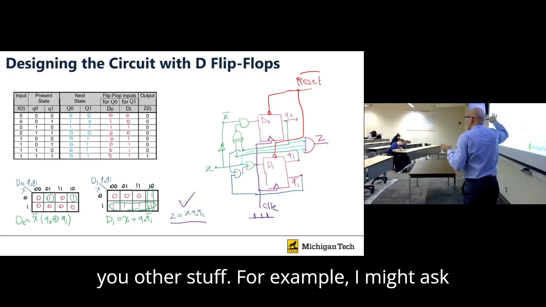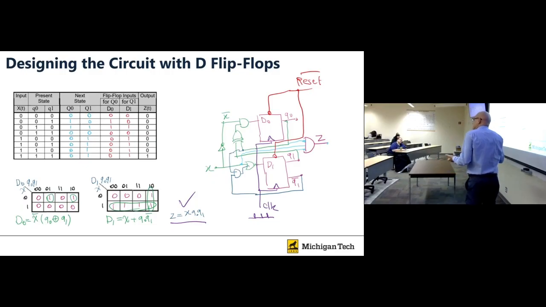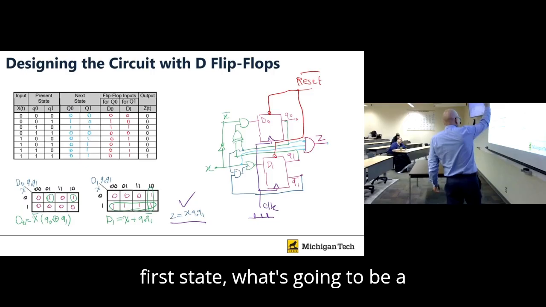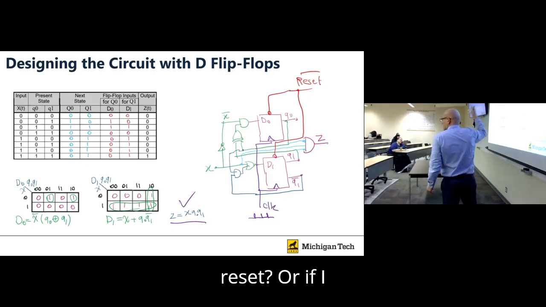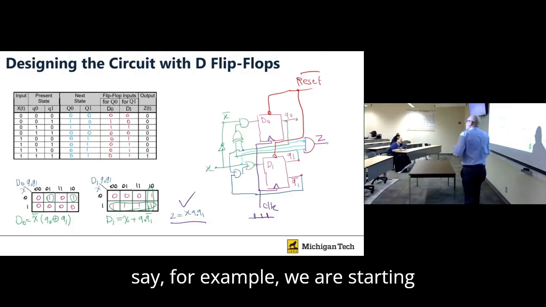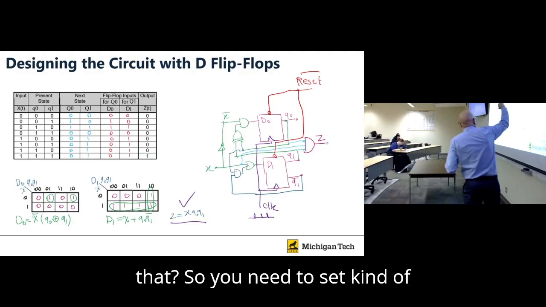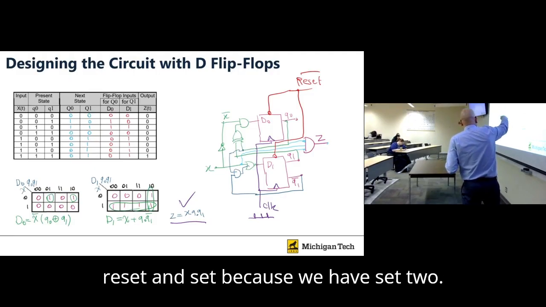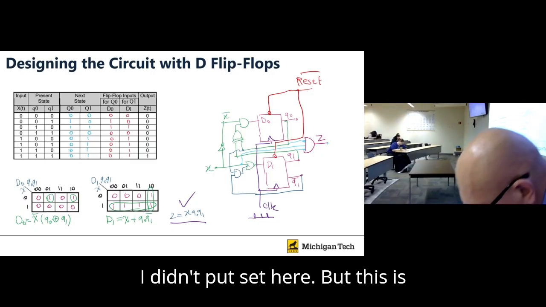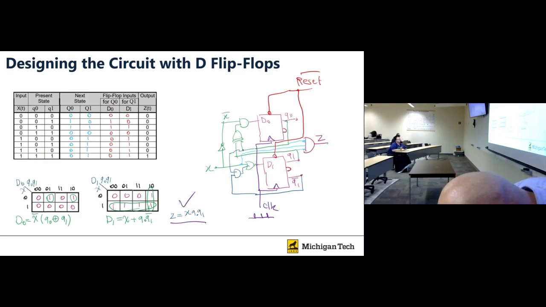For example, I might ask you, if we start from state 0 as the first state, what's going to be the reset? Or if I say we are starting from state 2, what's going to be that? So you need to set kind of reset and set, because we have set 2. I didn't put set here, but this is another question. What is set right now? Imagine this is set.